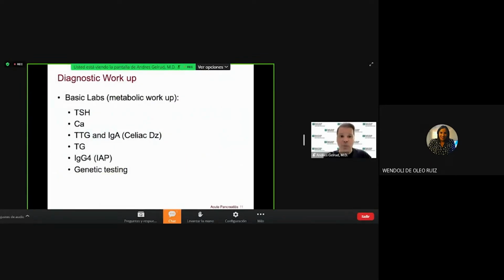This is a slide that is super important. I will take notes. This is the basic workup that we do for patients with acute pancreatitis when they come to our ER. You want to check a TSH, you want to check a calcium, you want to check tissue transglutaminase and an IgA to rule out celiac disease. And yes, they're unusual, but this is the type of thing that, if they don't have biliary pancreatitis, if they're not a smoker, if they're not heavy drinkers, you want to do this study because you want to make sure they don't come back and that they get treated sooner rather than later. This is triglycerides, as I say, IgG4 for autoimmune pancreatitis, and genetic testing in a subset of patients.